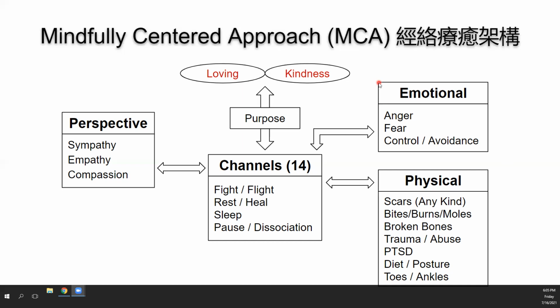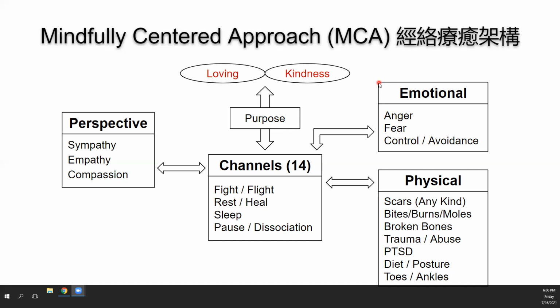This diagram took me about 5 years to first conceive. I wanted to do this based on channels, and I knew that in order to resolve issues, I need to look at the physical side, the emotional side, the perspective side, and the sense of purpose and loving kindness. It took me about 5 years to come up with it, to refine and reflect and modify and really use in my clinic.